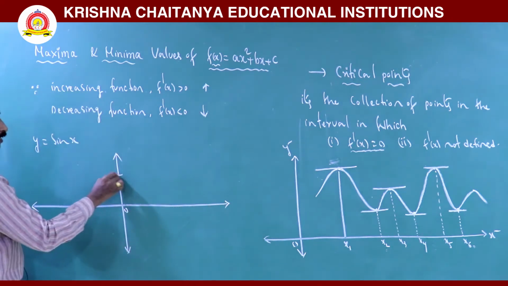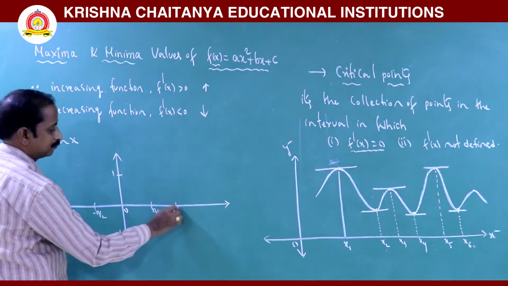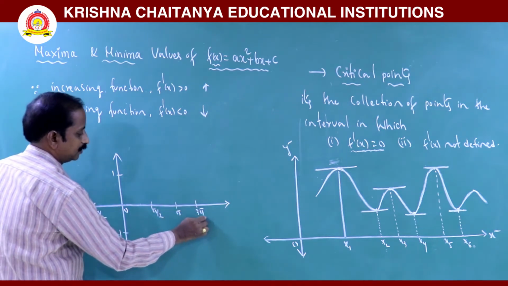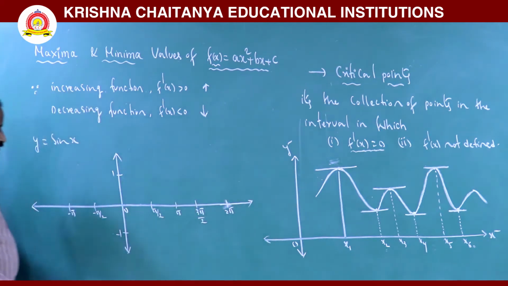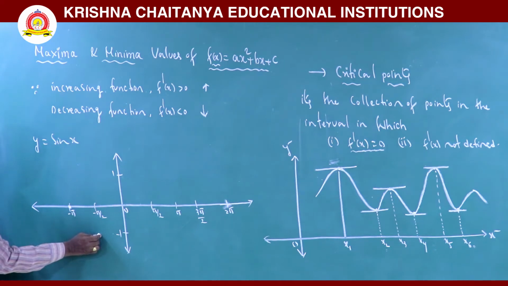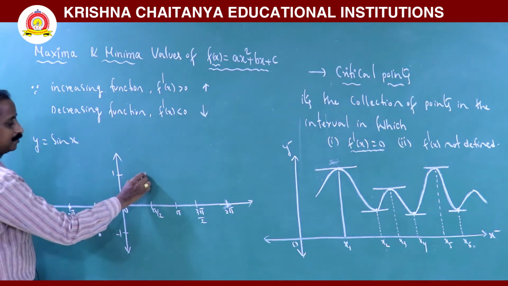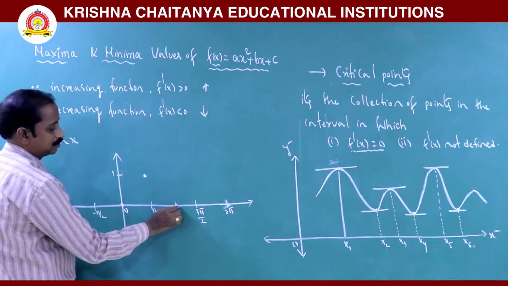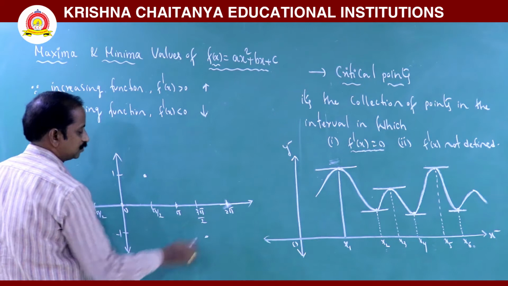Greatest 1, least -1. This is nothing but minus pi by 2, minus pi. And here consider pi by 2, this is pi and this is 3 pi by 2, and next consider 2 pi. Sin minus pi is 0, sin minus pi by 2 is -1, sin 0 is 0, sin pi by 2 is 1, sin pi is 0, sin 3 pi by 2 is -1, sin 2 pi is 0.